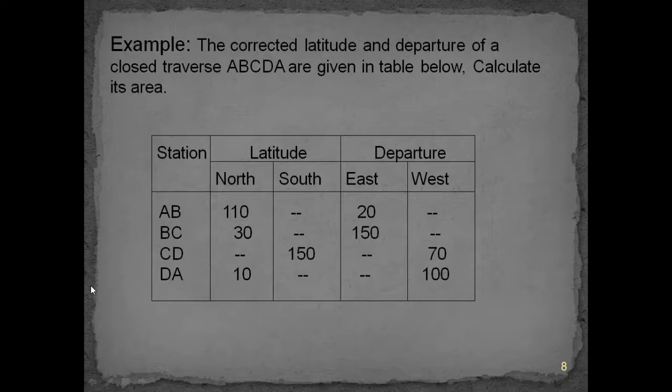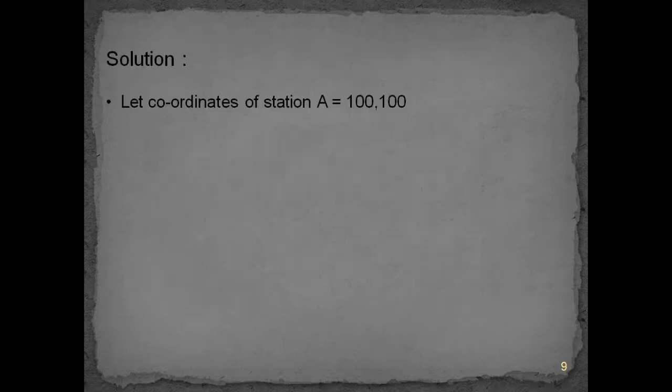These are the corrected latitudes and departures, meaning a closed traverse has already been run and plotted, and whatever closing error was there has been distributed. That is called the corrected latitude and departure. Coming to it, let the coordinates of station A equal 100, 100.